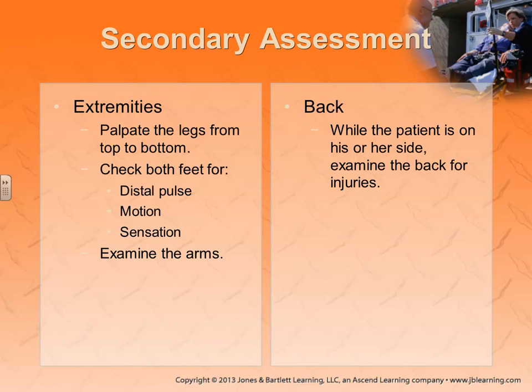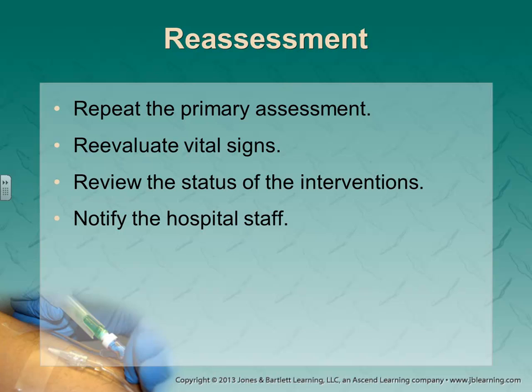Your extremities. Very important to check for what? PMS. Then your back. We're looking for deformities, contusions, abrasions, all your decap, BTLS stuff. Then reassess. What's your time? Stable patients every what? Alright, non-stables every what? 5.